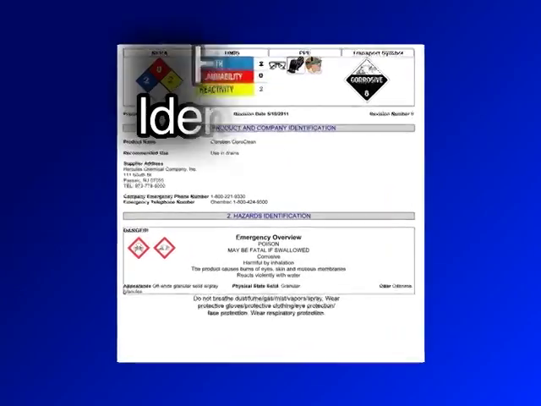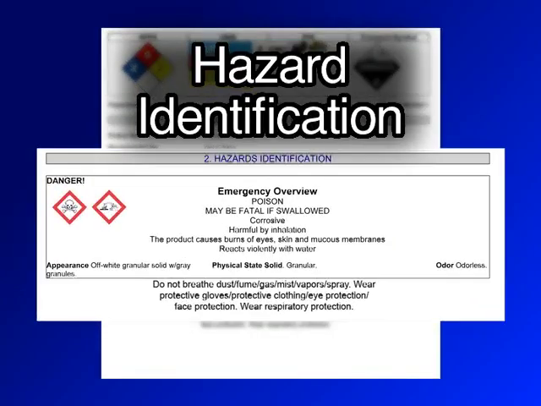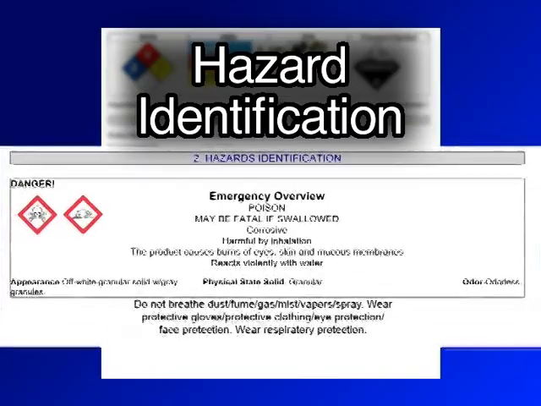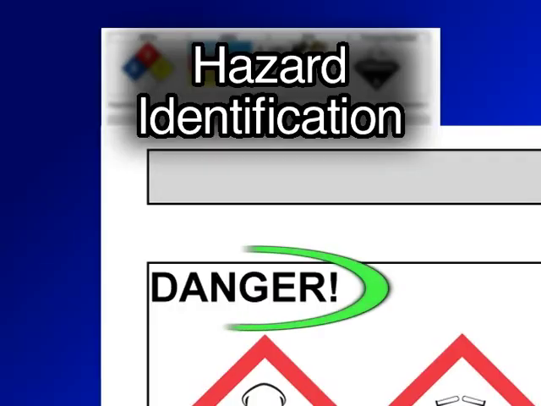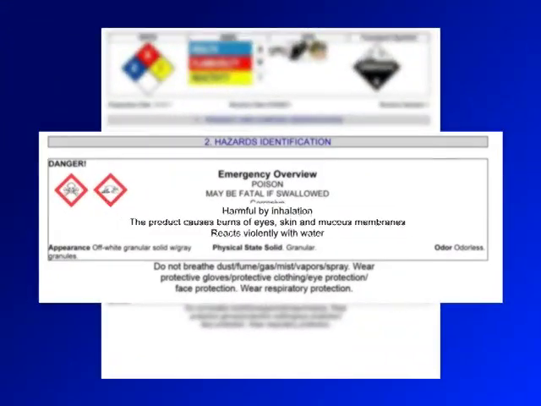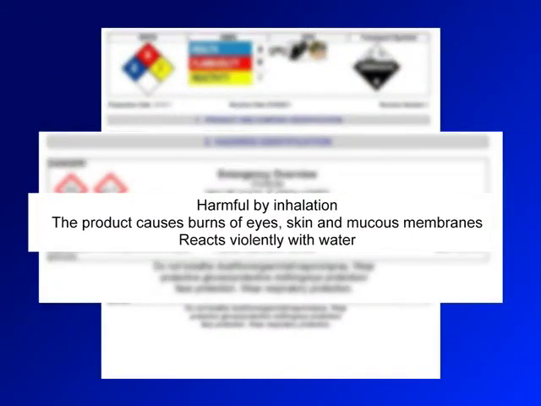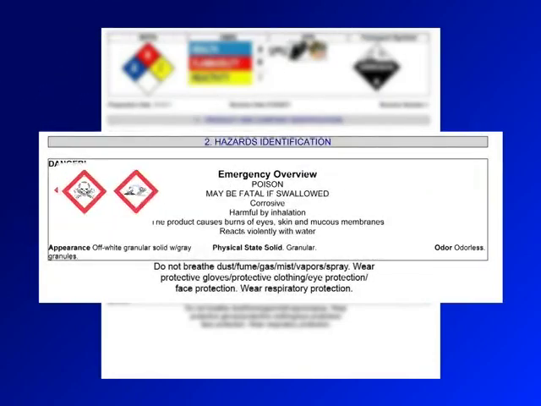Section 2, Hazard Identification. Identifies the various hazards of the chemical and required label elements, including the following information: classification of the chemical, such as skin corrosion, irritation, serious eye damage, eye irritation. Signal word, which is used to alert employees of a potential hazard. Two words are used: danger for severe hazards and warning for less severe hazards. Hazard statements, describing the nature and degree of the hazard.